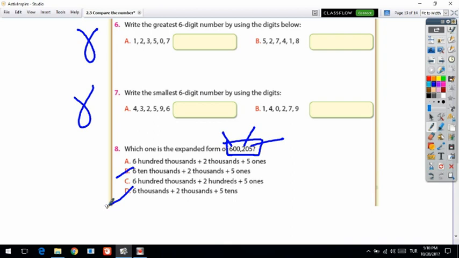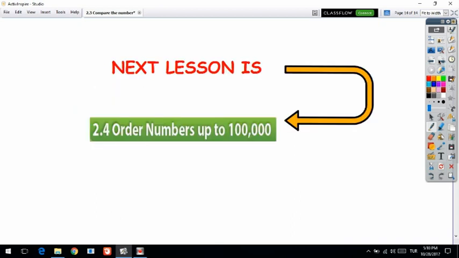So just I have A and C. Then you have 2. 2 is in the hundreds digit. 200 must be. So it's not 1,000. So your answer must be C. Okay, now let's take a look at the next page. So this was the last page. See you next lesson. The next lesson is about 2.4, order numbers up to 100,000.